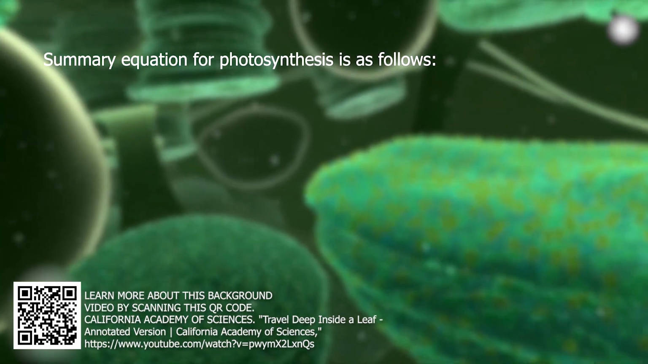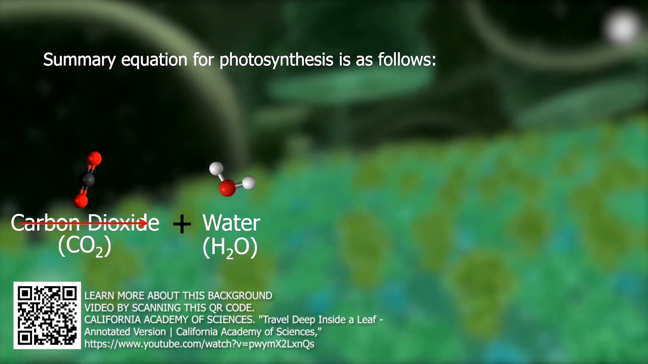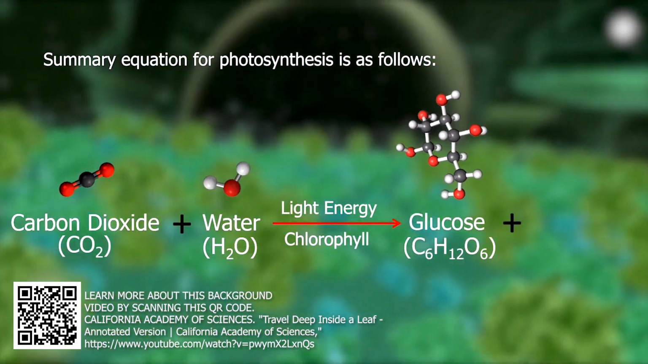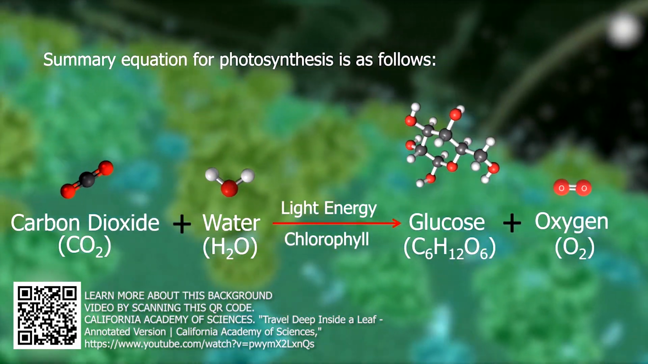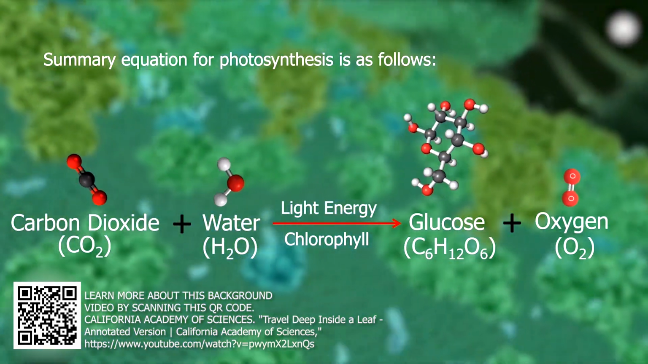Summary of equation for photosynthesis is as follows. Carbon dioxide and water, through the help of light energy trapped by the chlorophyll, will result in the production of glucose and oxygen.